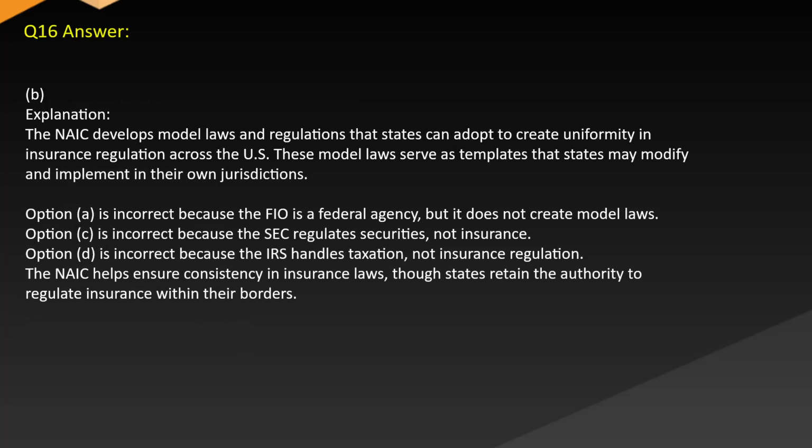Answer: B. Explanation. The NAIC develops model laws and regulations that states can adopt to create uniformity in insurance regulation across the U.S. These model laws serve as templates that states may modify and implement in their own jurisdictions. Option A is incorrect because the FIO is a federal agency, but it does not create model laws.